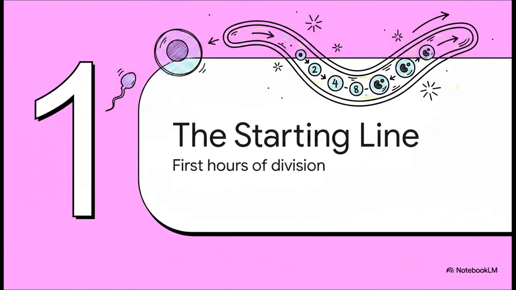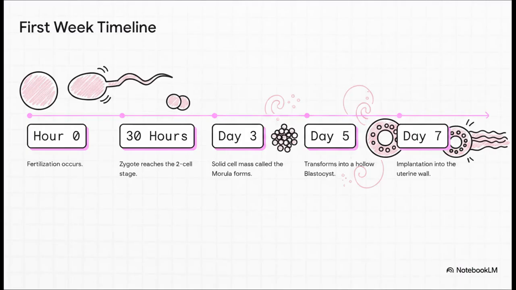Section 1. The starting line. The first hours of cellular division. So our hero's journey kicks off right after fertilization, deep inside the fallopian tube. To give you a clear chronological roadmap of the human embryo's very first week, let's take a look at this timeline. Right at hour 0, we have fertilization.